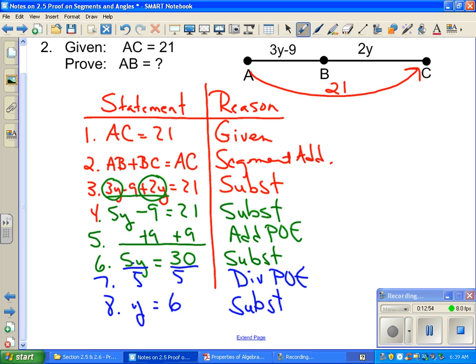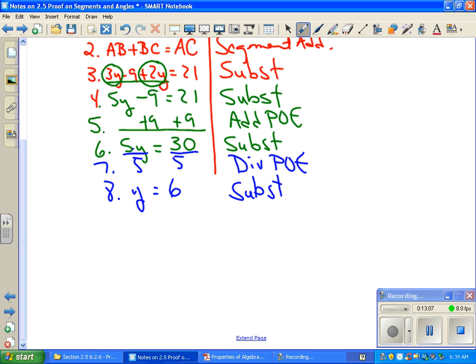Now the question didn't ask me to find what y is. The question asked to find AB. And we know that we take that and plug it in the expression that they've given us for AB. So let's show how to get that kind of work now. So we're going to first set it up. AB is equal to 3y minus 9. That is what was given to us on the picture. So sometimes you can have a given further down the proof if it's something that's coming off the picture to help you to calculate it.